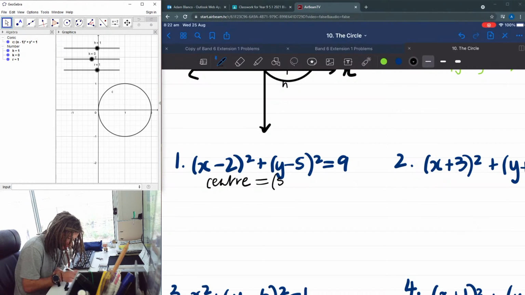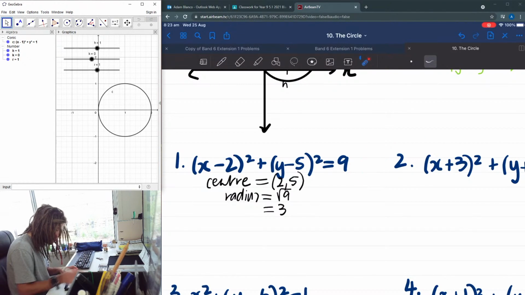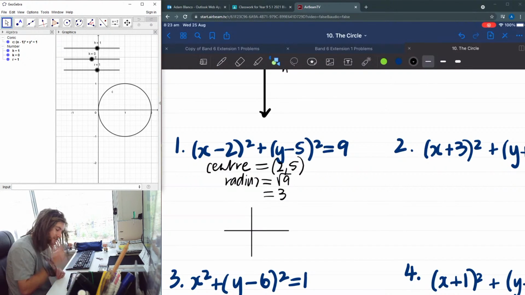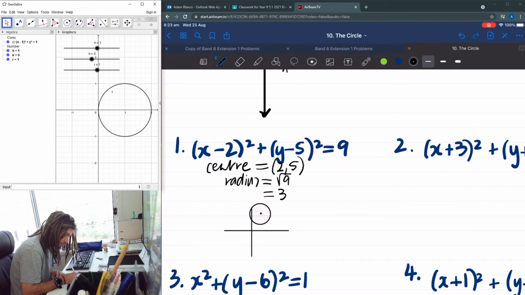So, sorry, delete please, 2, 5, and my radius is the square root of 9, which is 3. Or I could just rewrite this as 3 squared, and that's my radius. So then if I want to draw that, and you don't need to be accurate at all really, I just need a center of 2, 5, and a radius of 3. Okay, so that might be my circle. Just label the point, so that's the point 2, 5, and my radius is 3.